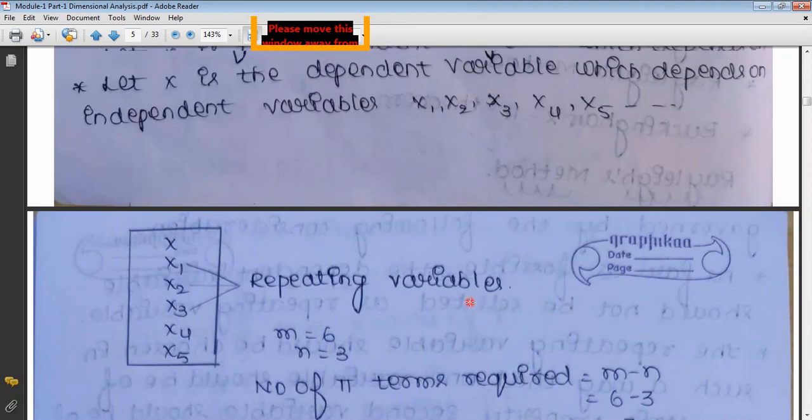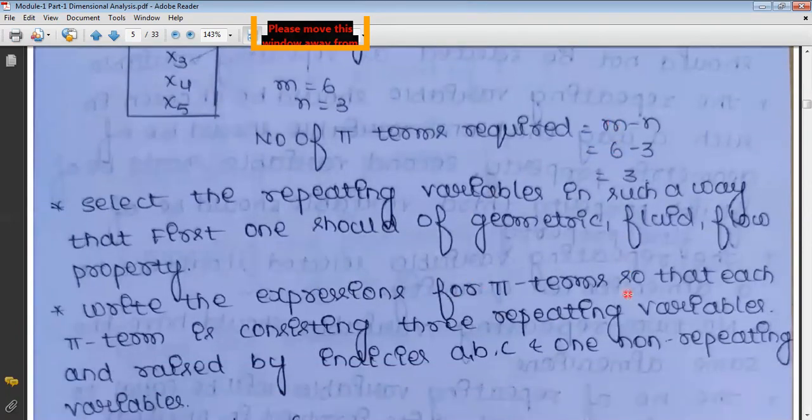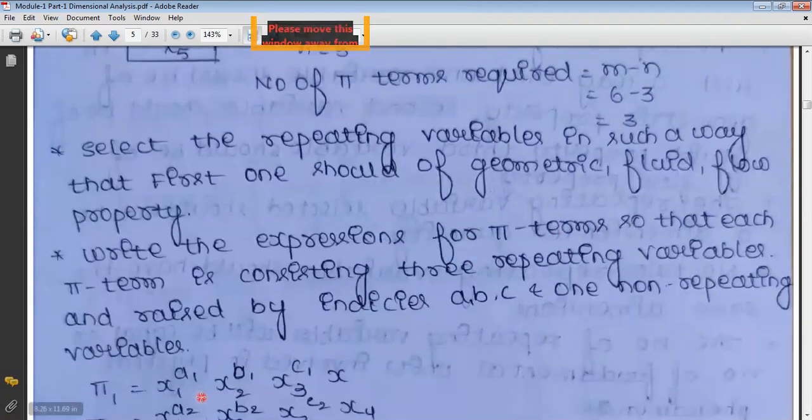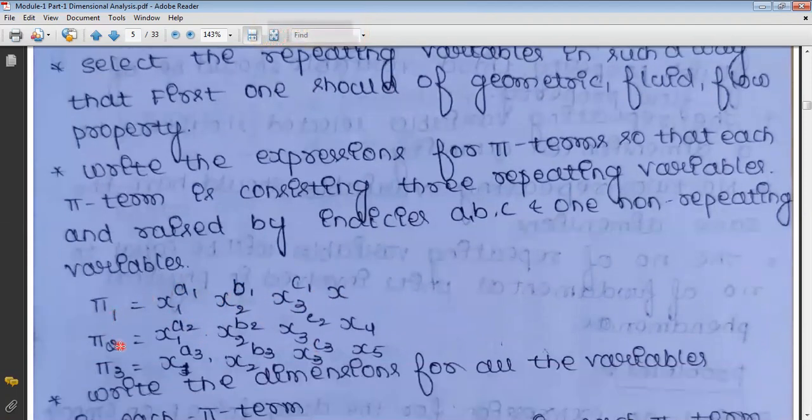After selecting the 3 repeating variables, you have to write the expression for each pi term. In this problem, we have 3 pi terms. So the first pi term will be the 3 repeating variables multiplied by one non-repeating variable. Next, you raise the power of the repeating variables only, like a1, b1, c1. Similarly, you write pi 2. Pi 2 is equal to the 3 repeating variables multiplied by one non-repeating variable. You raise the power of only the repeating variables.